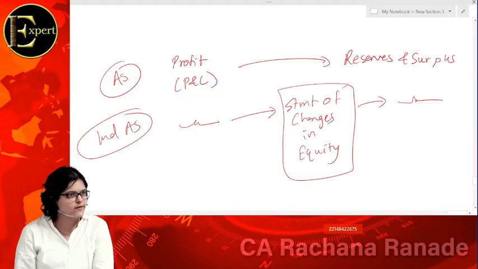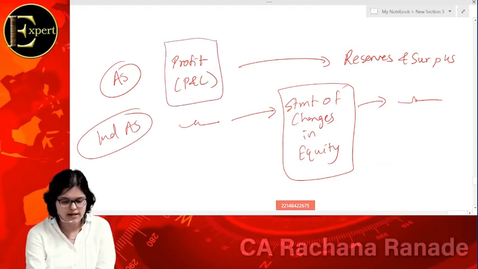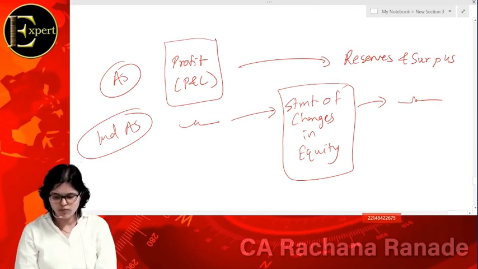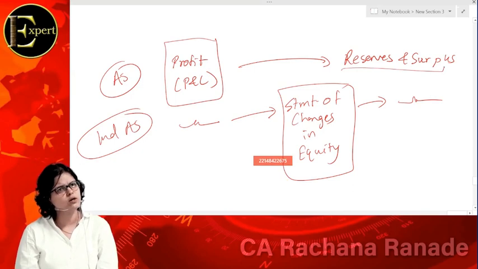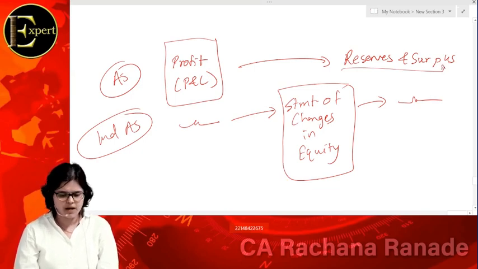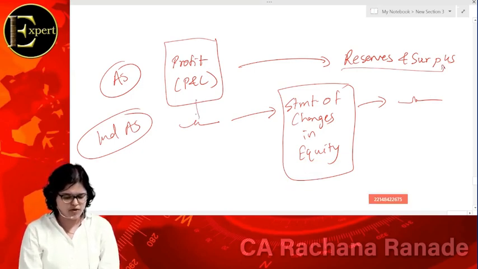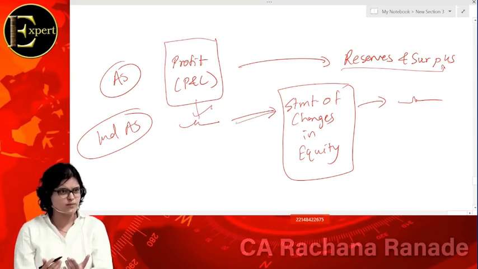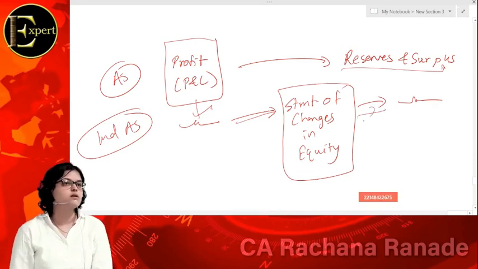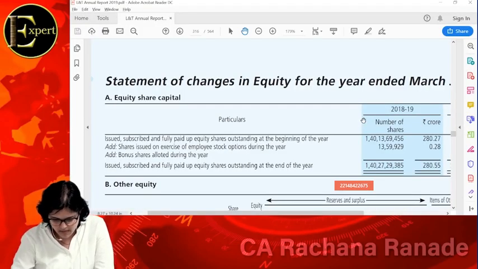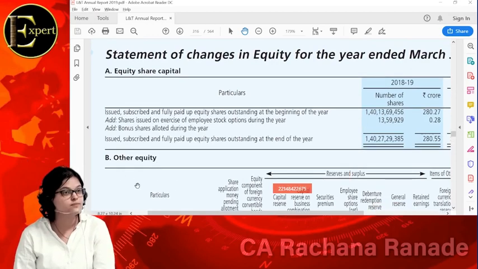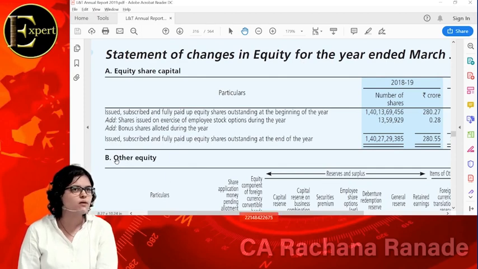Correct? So have you understood this? Yes. One last time. Originally, our entire profit used to directly get transferred to reserves and surplus. And whom does this money belong to? Shareholders. Correct? But now what is happening? Whatever profit we have will first get transferred to the statement of changes in equity. There's one more statement in between, and from here it will go to reserves and surplus. See here, in the statement of changes in equity, you have other equity. And what is other equity? One last time.